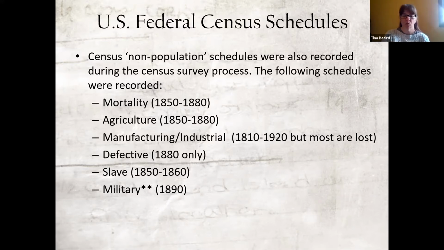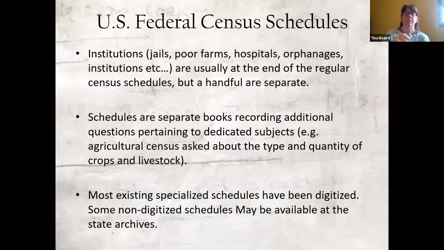But the way that these worked, they were separate books that were created at the same time that they were going door to door to collect the population information. They would also have this book as well. So if you were an institution, if you were a poor farm, a hospital, an orphanage, or a jail, a lot of times you'd be recorded at the very end of that particular census count.